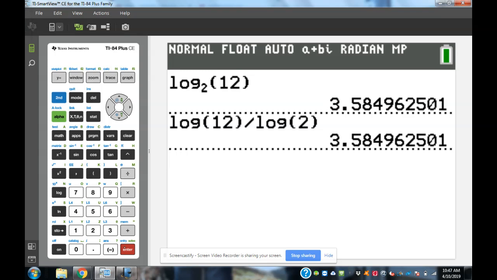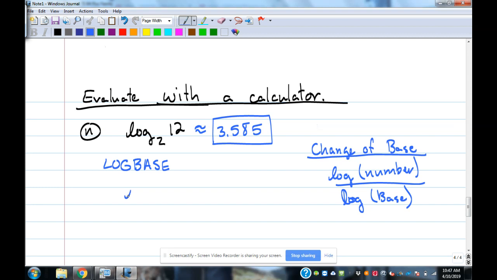Okay. So I'm just using the log base 10 button. You take log base 10, hit this button, type in the 12, close the parentheses, divided by log base 10 of 2, and then calculate or enter. And it cranks out the same exact number. So you could do log base 10 of 12 divided by log base 10 of 2, and you get approximately 3.585 again.